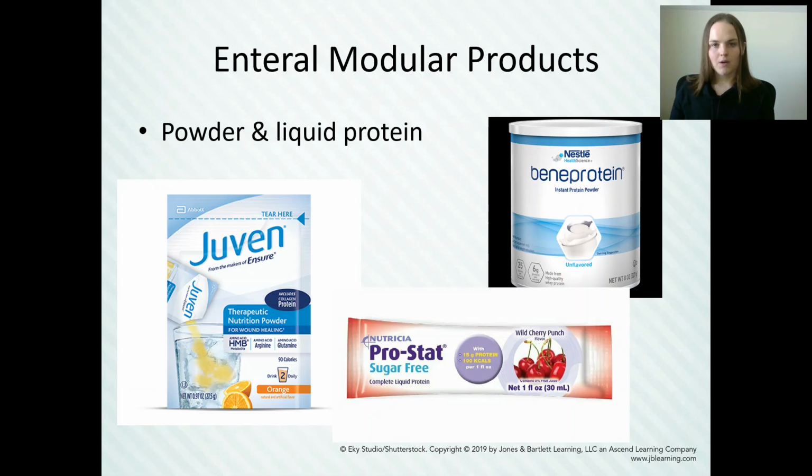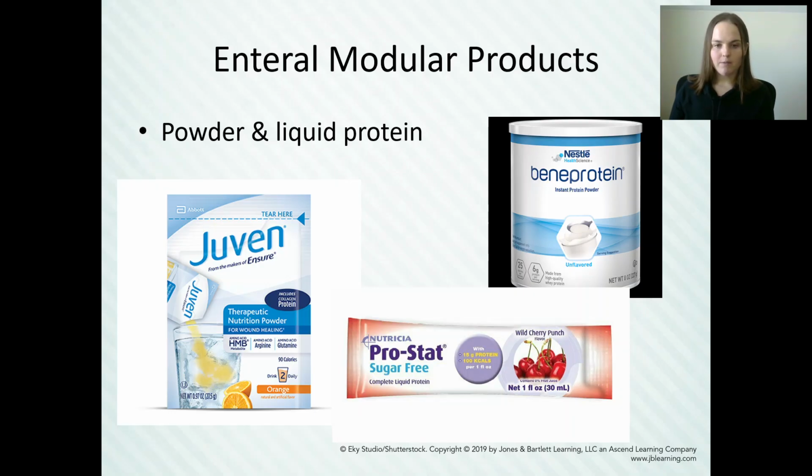Okay. One thing that I felt like the textbook didn't cover very well is enteral modular products. So there's tons of tube feed formulas out there, but say you calculate your patient's calorie needs and their protein needs, and there's not a formula that's getting what you need. Say the patient has fairly low calorie needs and really high protein needs for wound healing. There might not be a perfect formula, and they might need additional protein.